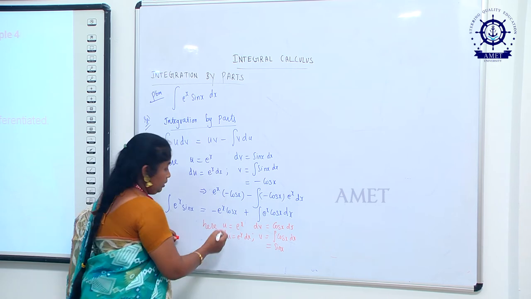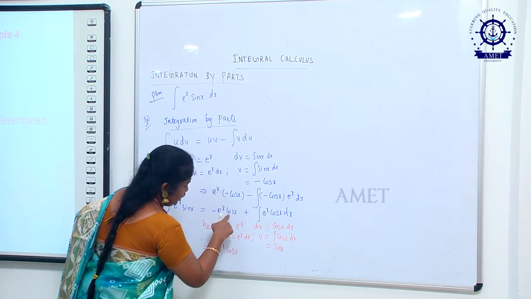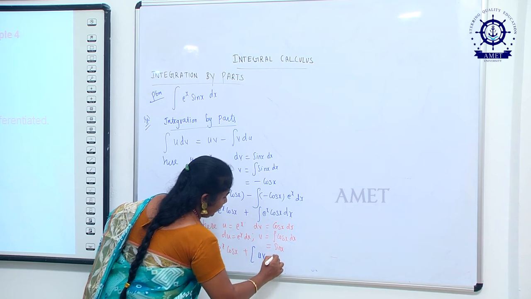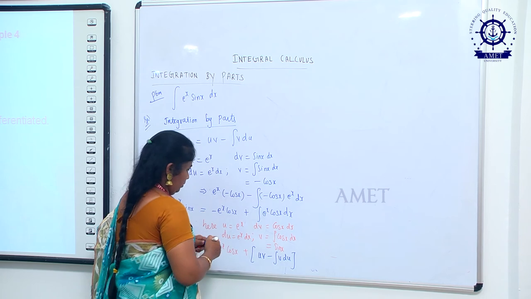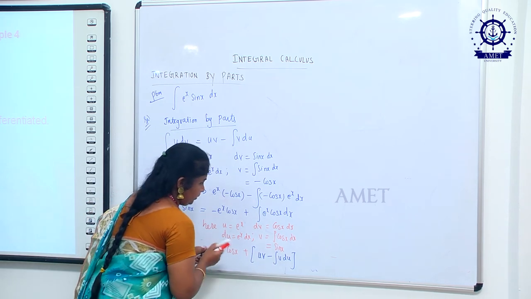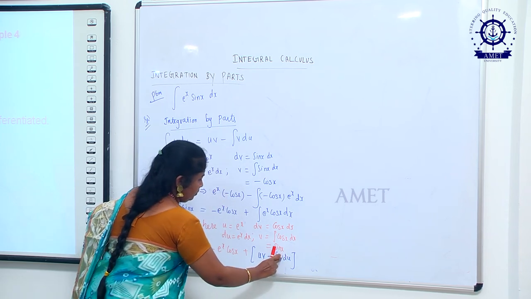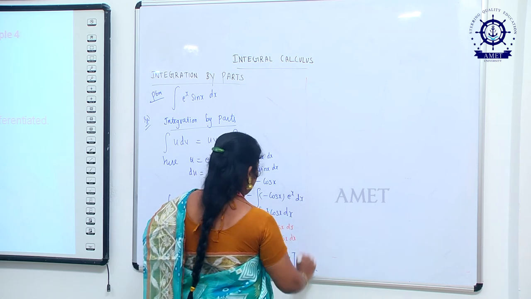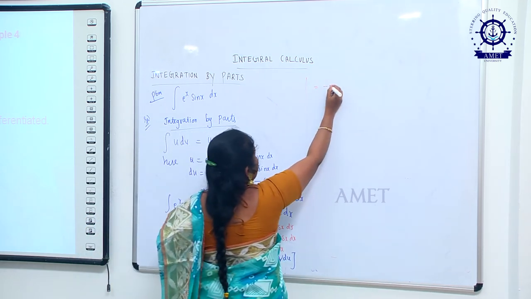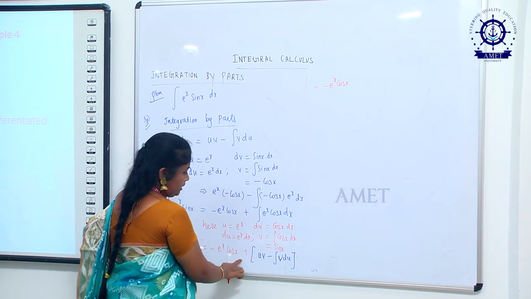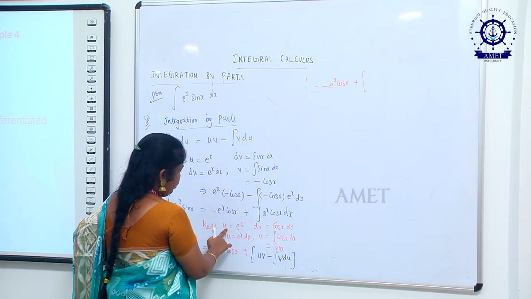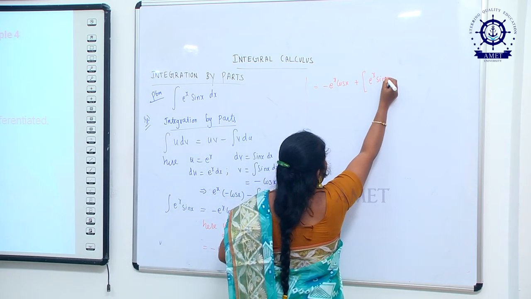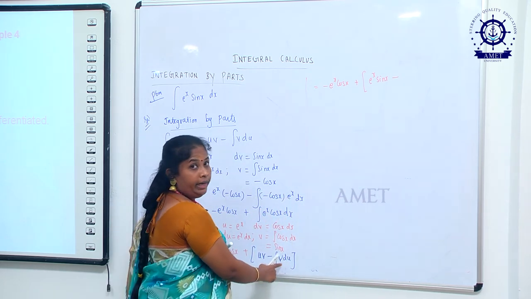So apply the formula. Minus e power x cos x, this portion, plus, in this portion again we have to use the u dv rule. So I have to write uv minus integral v du. Substitute these values here. So what is it: minus e power x cos x plus, apply the formula, what is u? e power x into sin x, e power x into sin x minus integral v du.